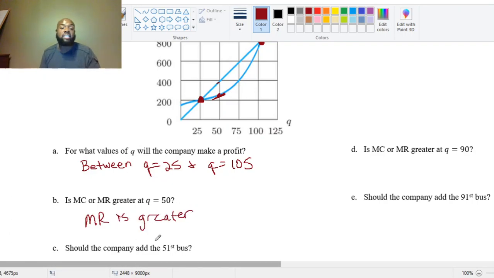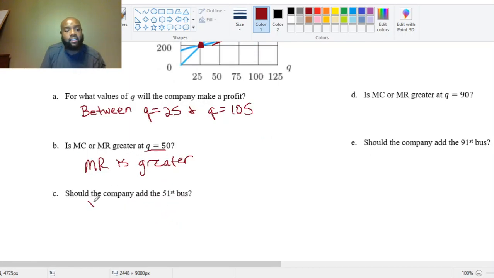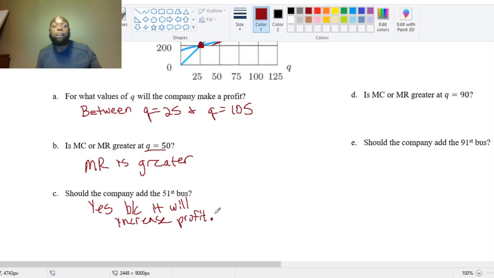And so part C says, should the company add the 51st bus? Well, we know that when marginal revenue is greater than marginal cost, we should increase production. And we found that to be true at Q equals 50. And so we're going to say yes, because it will increase profit, right? Or because marginal revenue is greater than marginal cost, which is part B.